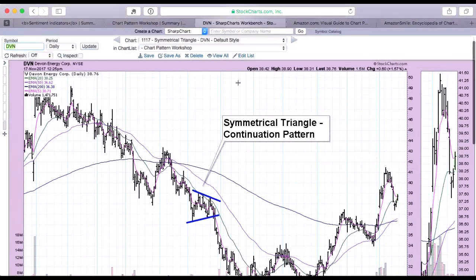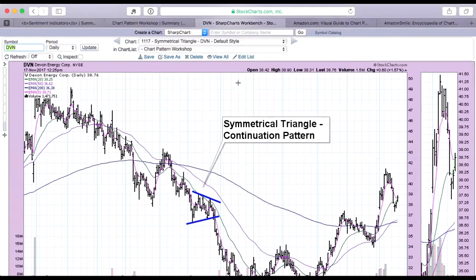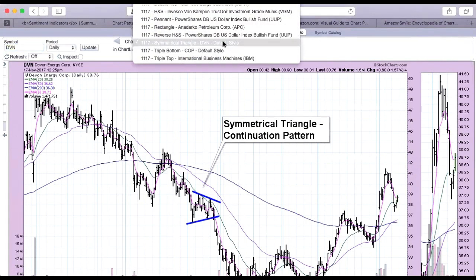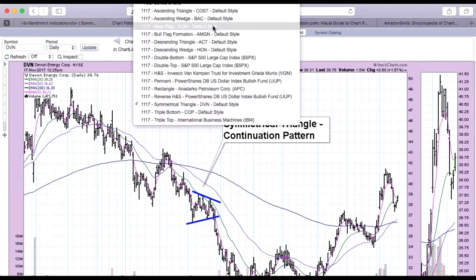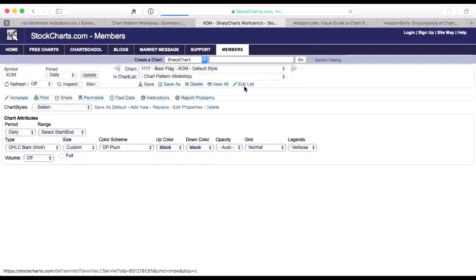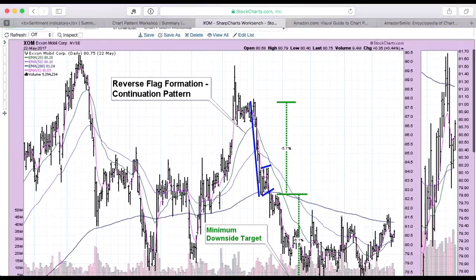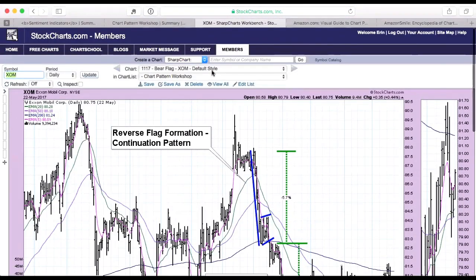And yes, I'm sure there's plenty in the queue, which is why we'll get to those as soon as I finish. We're just about there. All right, so let's look at the flag formation. All right. This is the reverse flag. Let me see if I can find a bear flag. I want a bull flag to start.